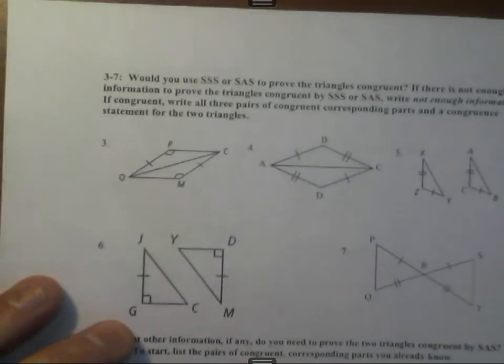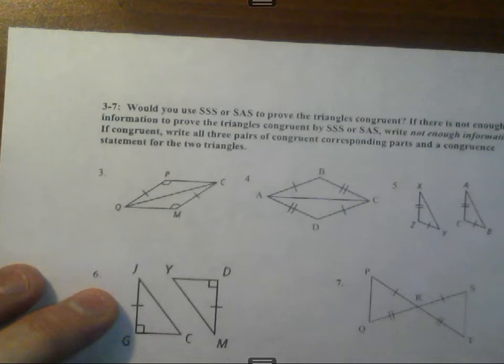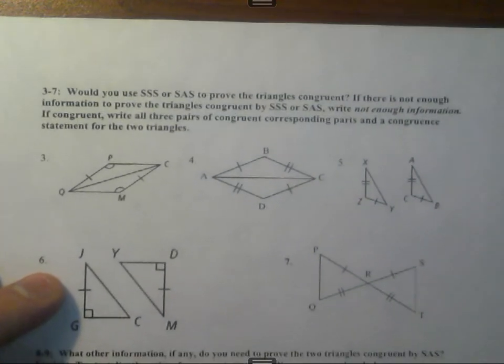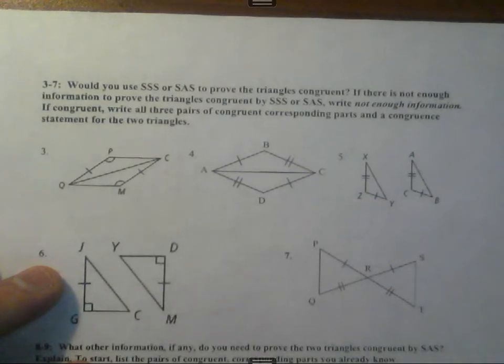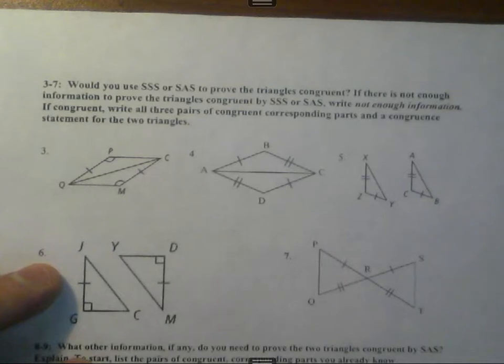On the back side, would you use side, side, side, or side, angle, side to prove the triangles are congruent? If there's not enough information to prove the triangles are congruent by side, side, side, or side, angle, side, write not enough information. If congruent, write all three pairs of congruent corresponding parts and a congruent statement for the two triangles.